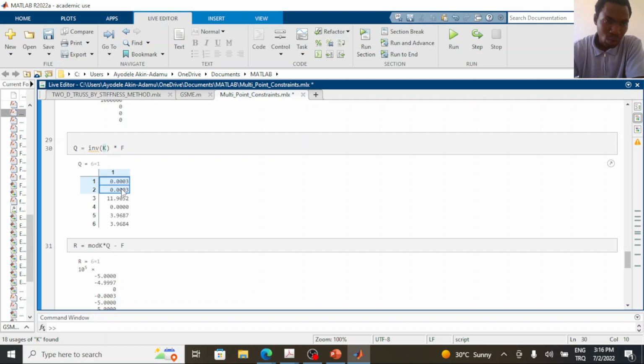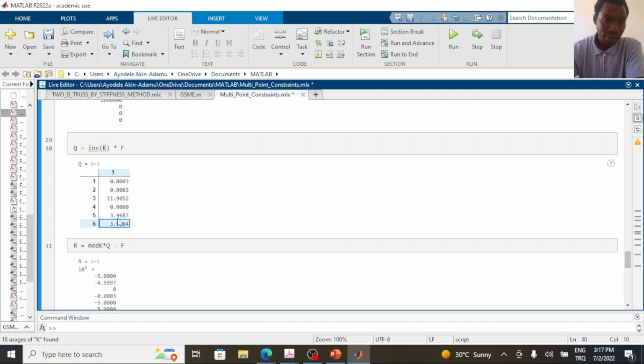Actually, displacement quantity at 1 and 3 is supposed to be 0, but it's giving a very, very small value. But that's how finite element procedure works. You don't always get an accurate value. At node 3, at degree of freedom 3, we have this displacement value, 11.9052 millimeter. At degree of freedom 4, we have like 0. There's a support at this degree of freedom, so that's why this is a very, very small value too, 0.0000 something.